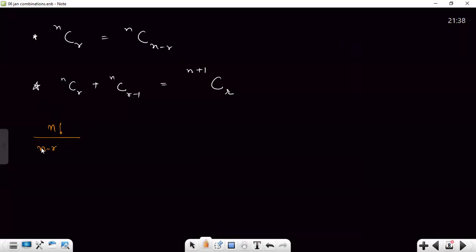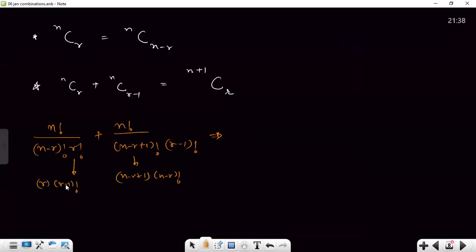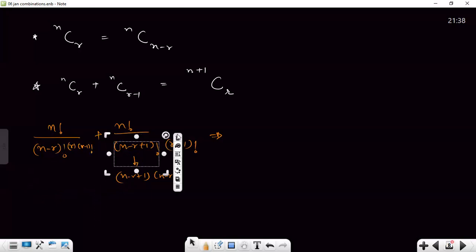Solving as per the formula, (n minus r plus 1) factorial into (r minus 1) factorial. Now this will expand as (n minus r plus 1) into (n minus r) factorial. This will expand as r into (r minus 1) factorial. So instead of these, let's write their expanded form, to make it convenient for us.